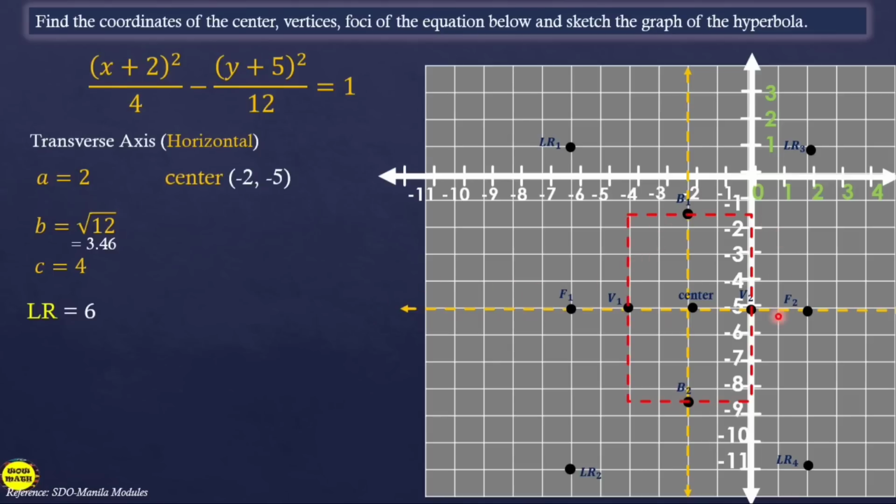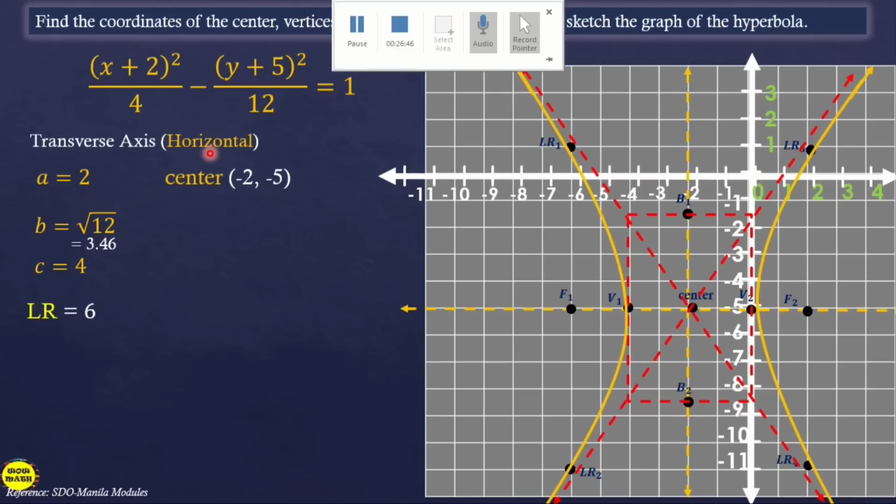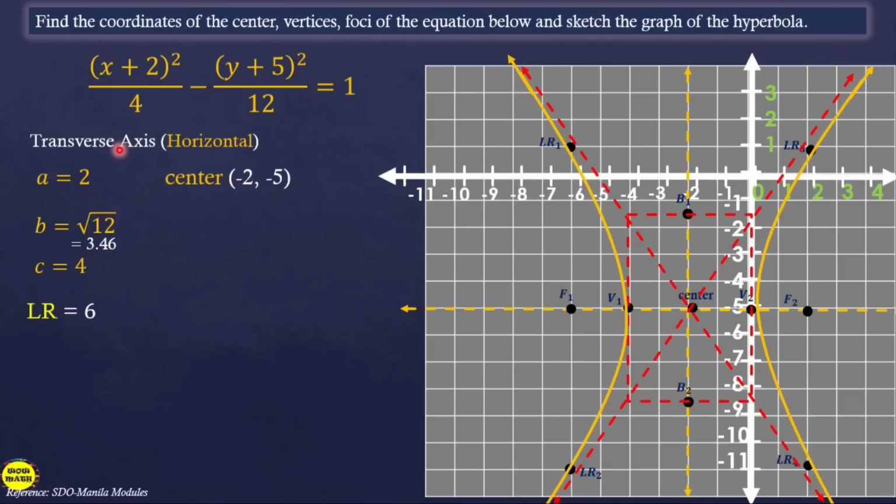Ngayon, i-plot natin yung rectangle natin. Ico-connect natin yung vertices natin, so form tayo ng rectangle. And then, i-connect natin yung vertex nila. Then lagyan natin ng diagonal line, yan yung asymptotes natin. Ganun din dito sa kabila. And then i-plot natin yung graph natin. Tatandaan lagi na kapag horizontal yung transverse axis natin, naka-open yung hyperbola pa left and pa right. Pero kapag vertical yung transverse axis natin, mag-open yung hyperbola natin up and down.